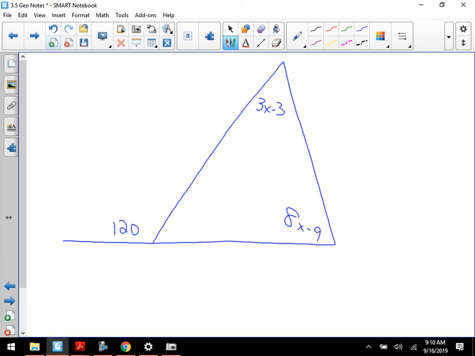So again, you have an outside angle is equal to the sum of the two it doesn't touch. So you know, just from the diagram here, that your 120 has to equal... Now, be careful when you combine your like terms, guys. -3 plus -9 just gets you more negative.